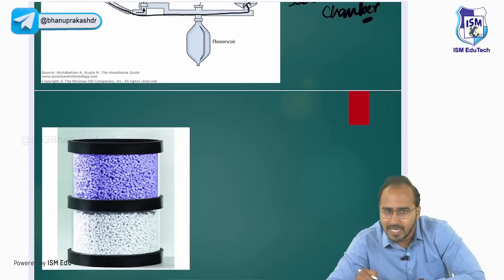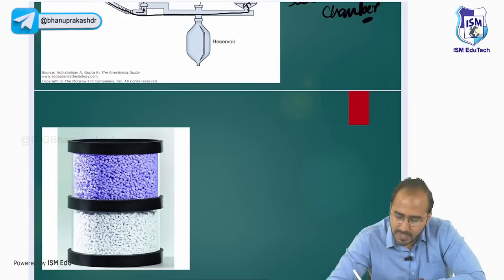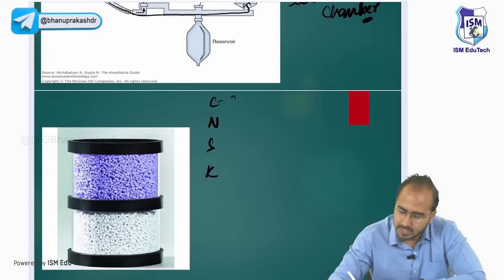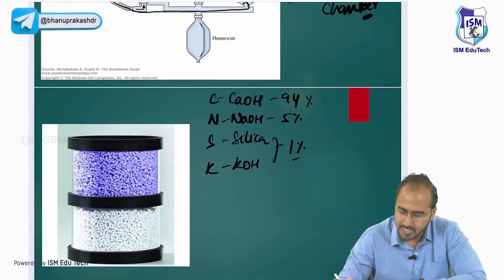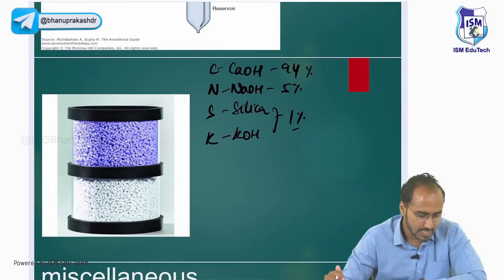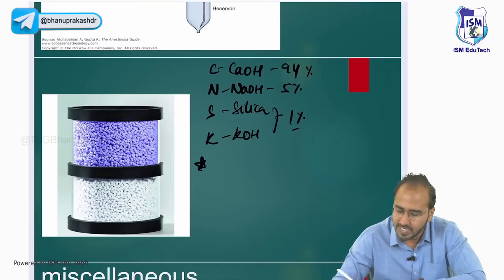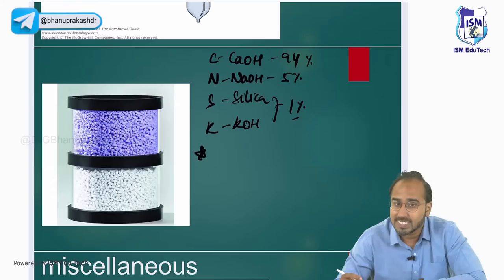Regarding soda lime, what they can ask is, this soda lime is made up of what? CNSK. C stands for calcium hydroxide, 94%, N for sodium hydroxide, 5%, S stands for silica, and K stands for potassium hydroxide, 1% silica and potassium hydroxide, right? CNSK.